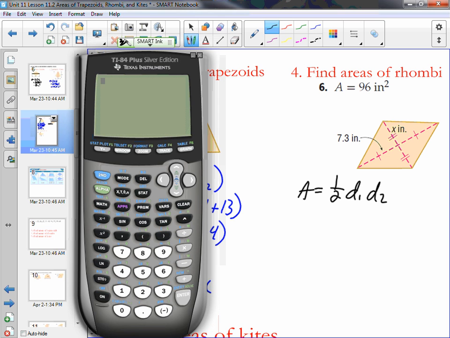So, replace A with 96 equals 1 half. All right, we know this part right here is 7.3. But 7.3 is not the length of that diagonal. What's the length of that diagonal? 14.6. Right? Because the diagonal got bisected by the other one. Now, if this is x inches, what's the length of that diagonal? It's 2x.